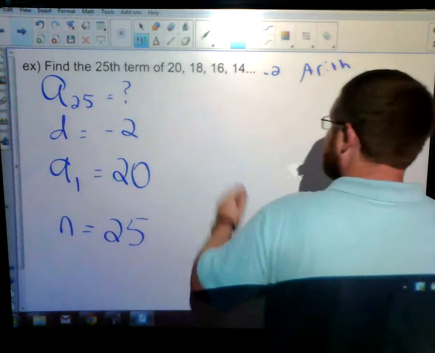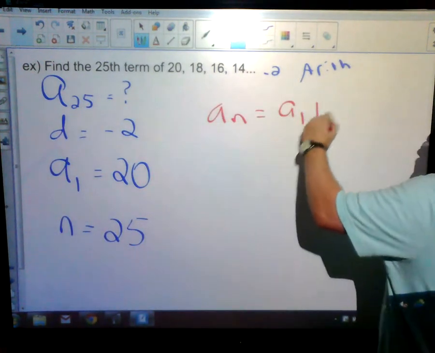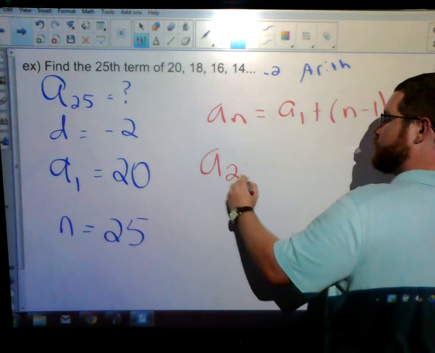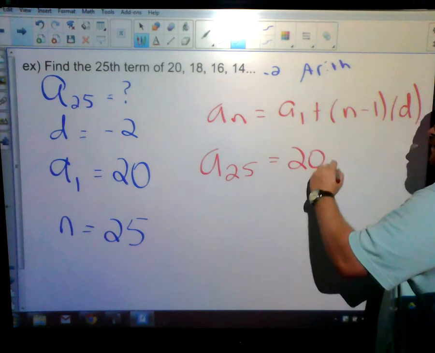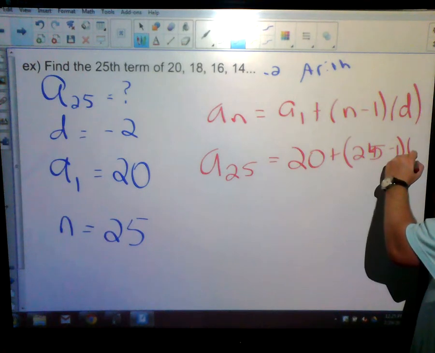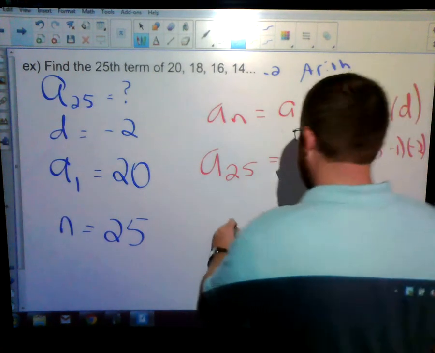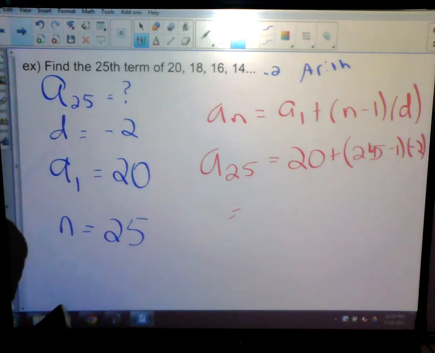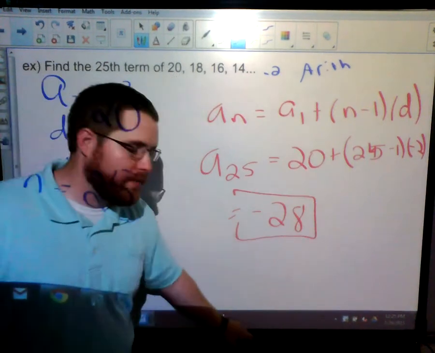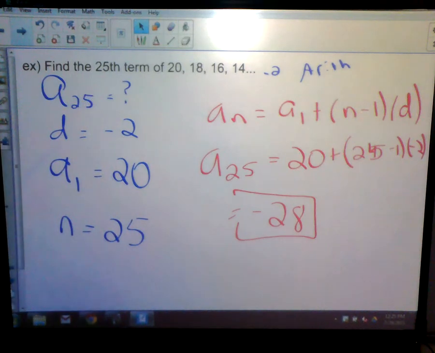So the formula says A sub n equals A sub 1 plus n minus 1 times D. So A sub 25, which is what I'm trying to find, is 20 plus 25 minus 1 times -2. Plug that into the calculator and you get the 25th term is -28. Every series problem we do, or every sequence problem we do, we use a formula.